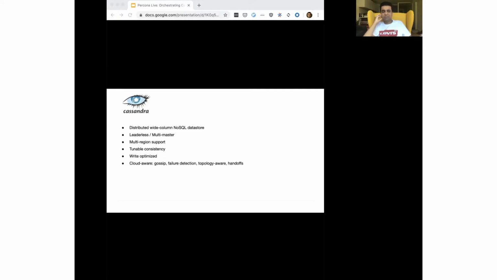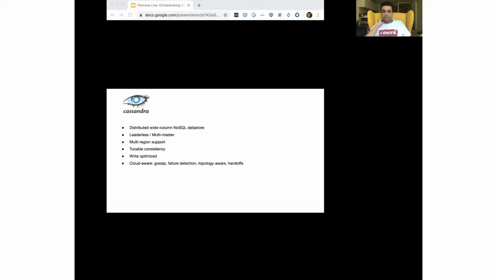It's very much optimized for writes, as opposed to, say, MySQL's InnoDB, which is very well optimized for point reads. And it's also very cloud aware, and it's getting even more cloud aware if you see the announcements from DataStax recently. So it has support for gossip, for propagation of topology information, and so on. And then it has a very good failure detection mechanism, or what is known as a phi accrual mechanism. Very interesting. It is topology aware, so it understands the concept of racks, data centers, and regions, and so on.